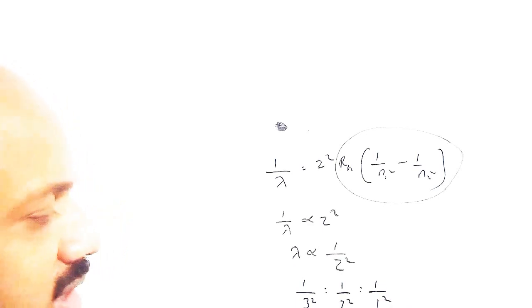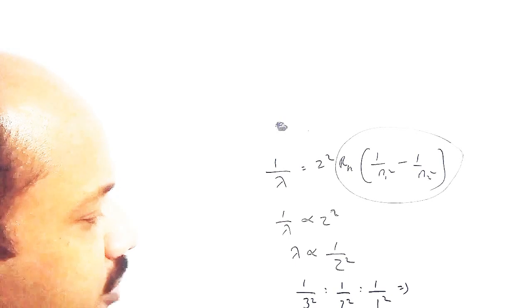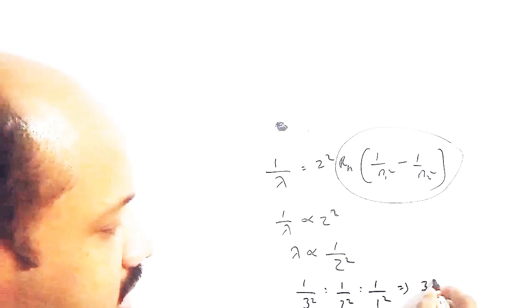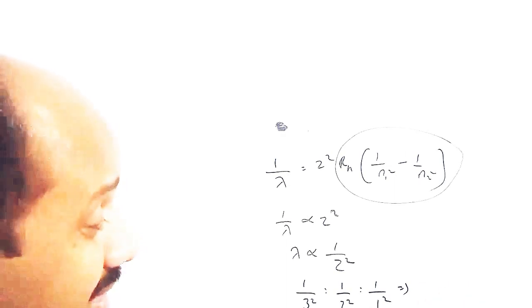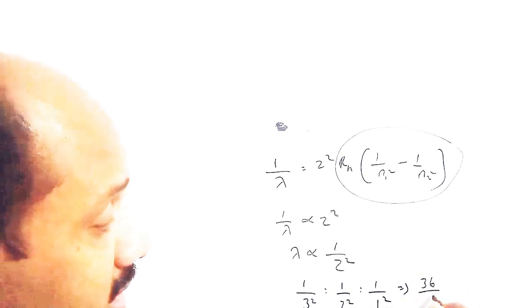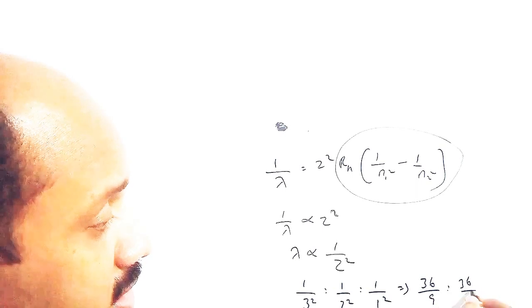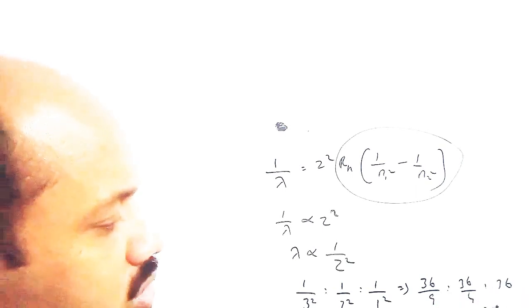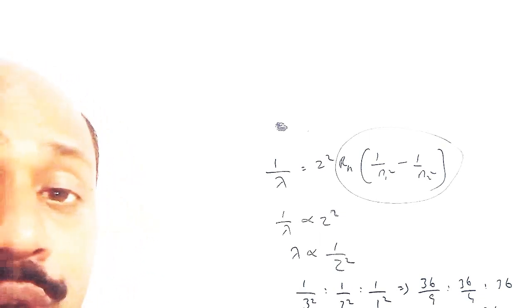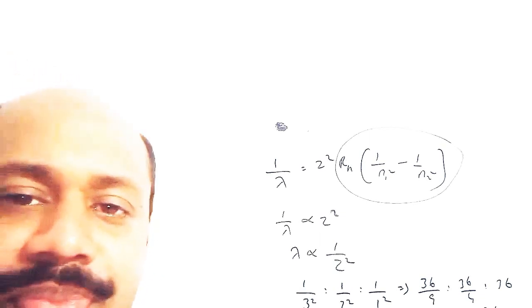Yes. To get whole numbers, better to multiply with 36. Now it is 36 by 9, 36 by 4, 36. Therefore, the ratio is 4 is to 9 is to 36. The ratio is 4 is to 9 is to 36, option 3.